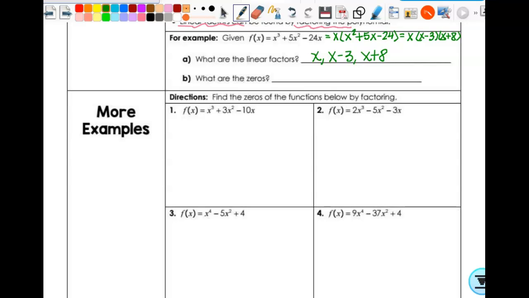From those linear factors, I find my zeros, right? So my zeros are, and I put them in the little set notation with the brackets. Write down your zeros there for me while I get the phone.